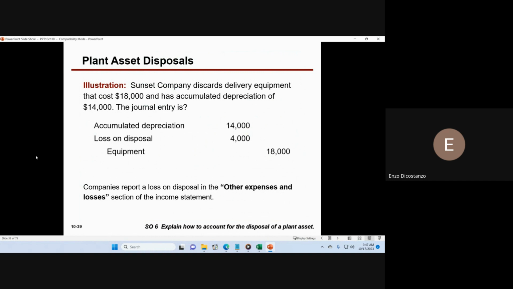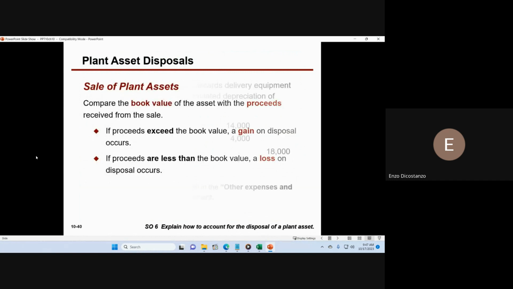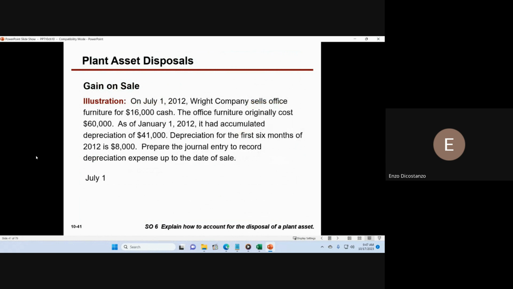It goes in other expenses on the income statement, and again, reading your income statements is extraordinarily important. Sale of plant assets: compare the book value of the asset with the proceeds received from the sale. If the proceeds exceed the book value, a gain on disposal occurs. If the proceeds are less than book value, there's a loss. Again, that works for plant assets. That works for a lot of things. So that's a good example.